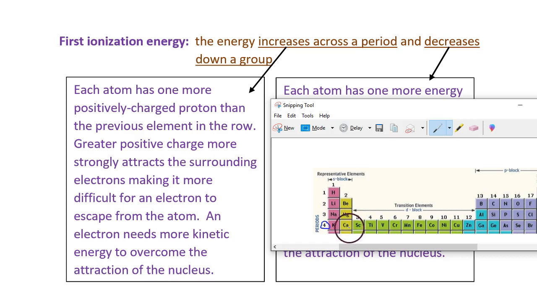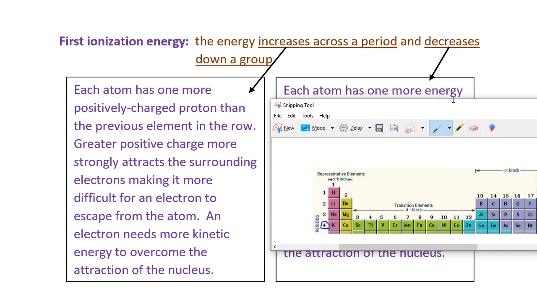For example, calcium has one more proton in the nucleus than does potassium. That greater positive charge attracts the surrounding electrons stronger than does the positive charge in potassium. It's harder for those electrons to escape. So it takes more energy for an electron to escape from a calcium atom than it does from potassium.